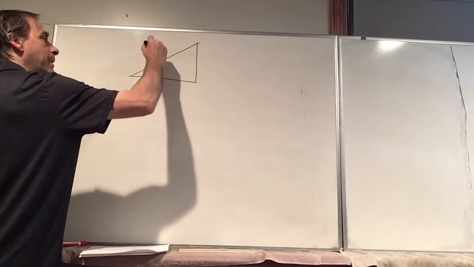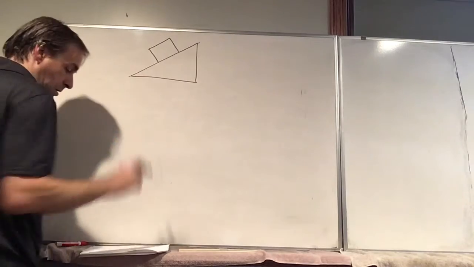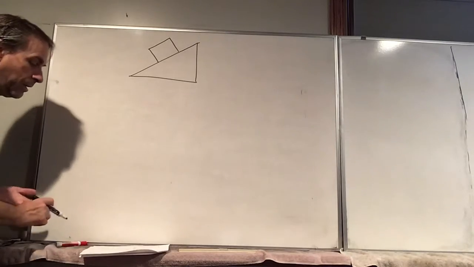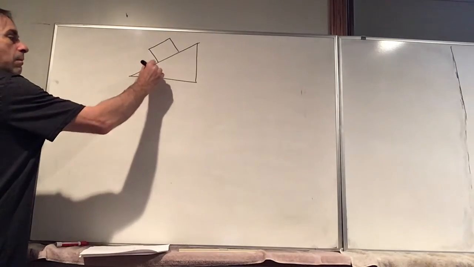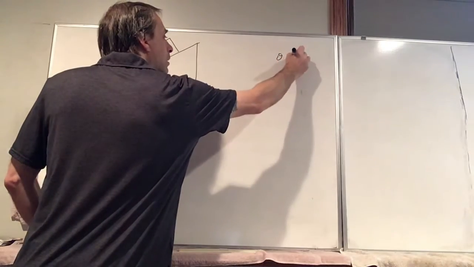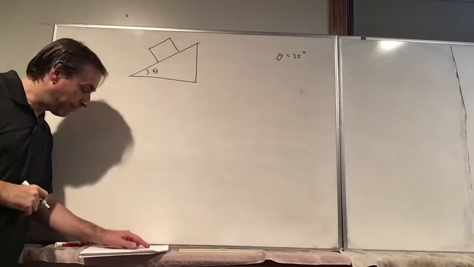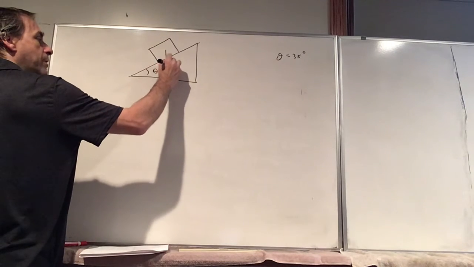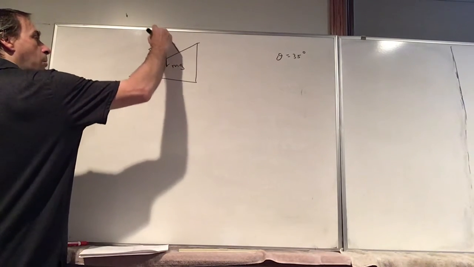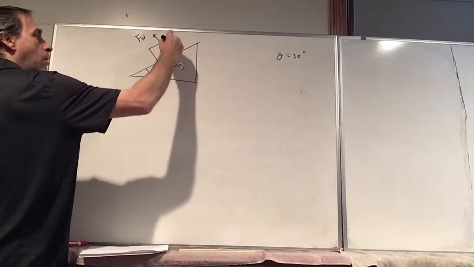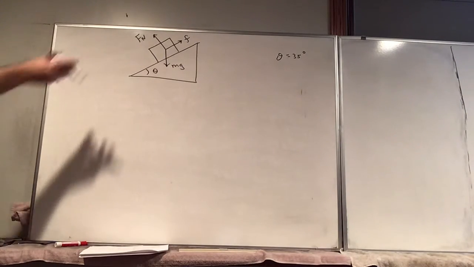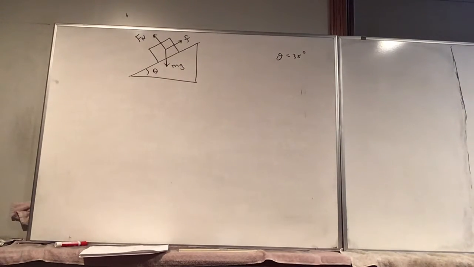So problem 7. We've got a 10 kilogram block that slides down an inclined plane. We're given the angle, 35 degrees. So first off, draw all forces acting on the block, including friction. So we have gravity, which is straight down. Normal force, which is always perpendicular. Normal means perpendicular. And then friction: it's sliding down the incline, so friction is opposing it.